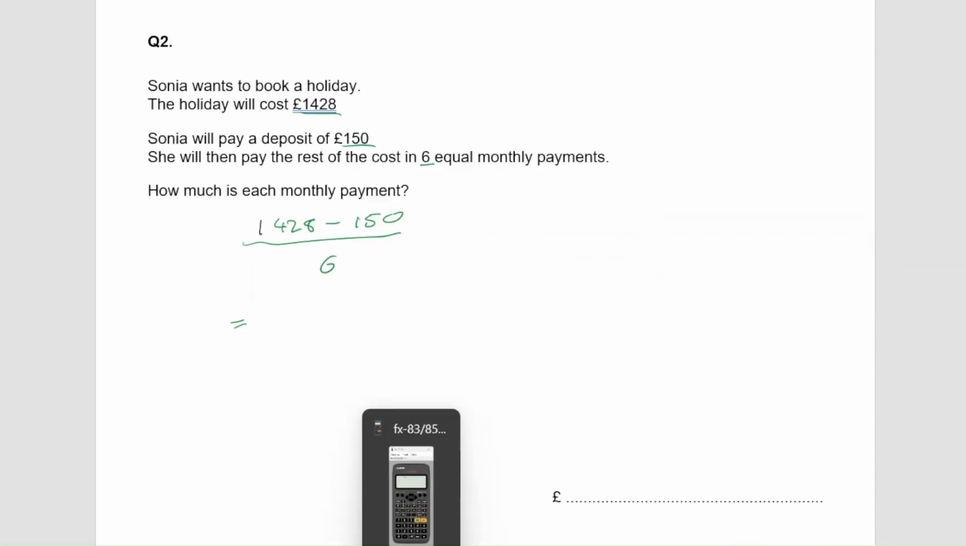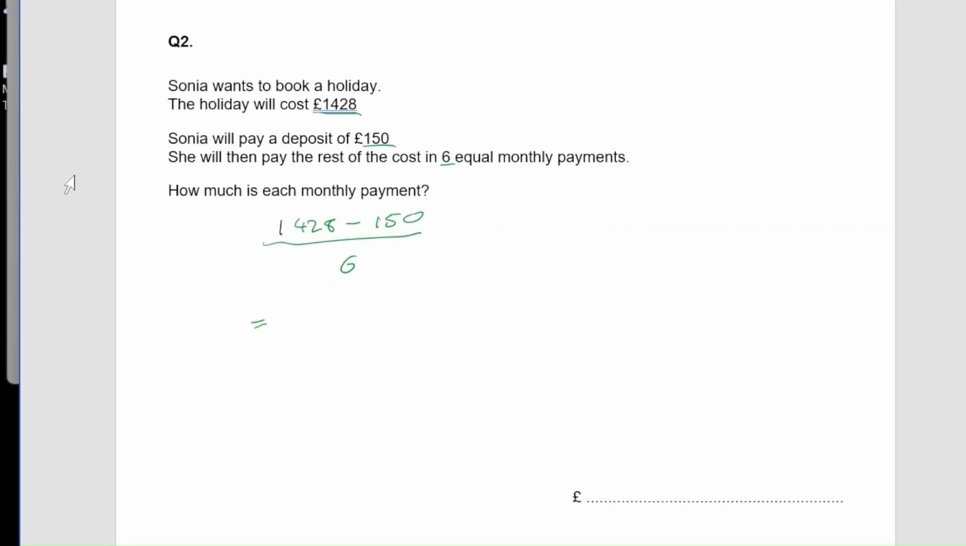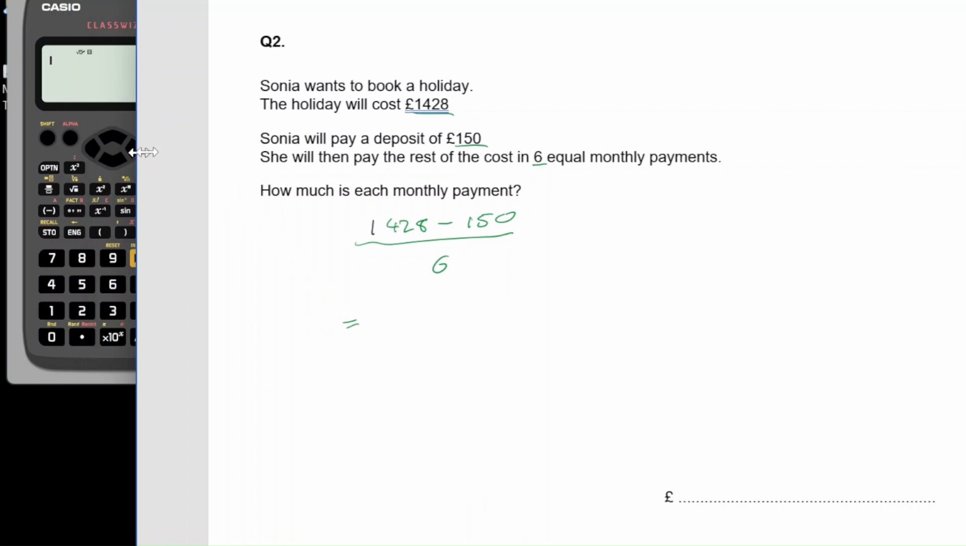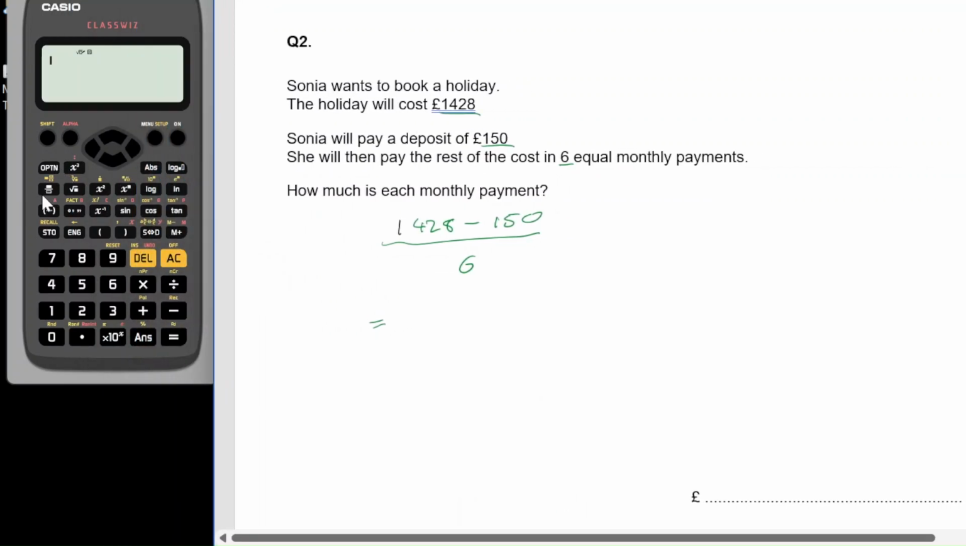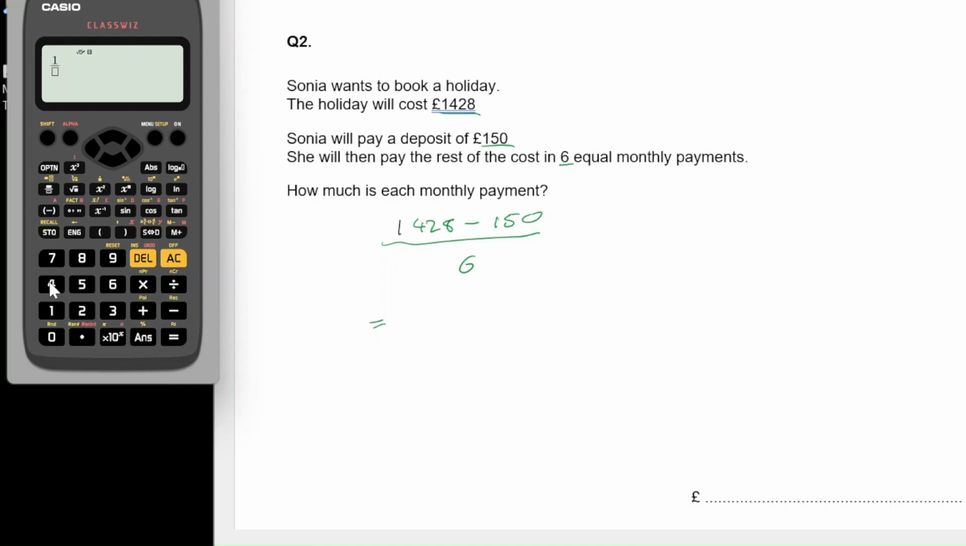Let's see if I can bring my calculator up. Right, so I'm typing that in as a fraction. My numerator 1,428, just double checking my figures as I type, minus 150, the deposit, and then I want to share the rest of that by 6, which gives me £213.